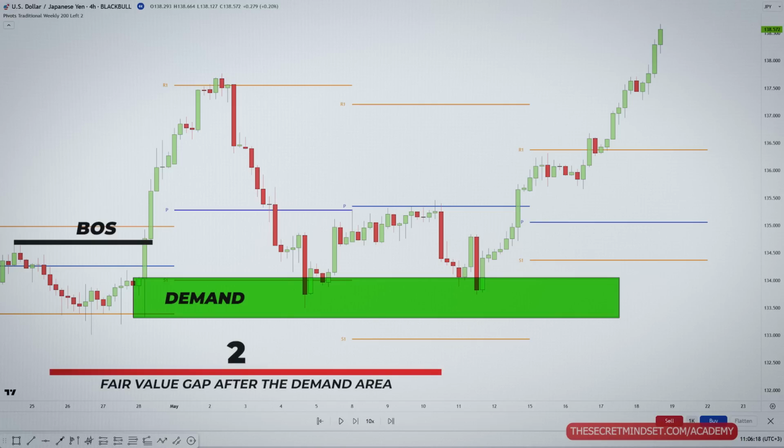Condition number 2. Do we have a fair value gap after the demand area? Yes, we have. Right after this demand zone, there's a gap in price, even multiple fair value gaps. It's a sign that lots of traders suddenly wanted to buy, which pushed the price higher.